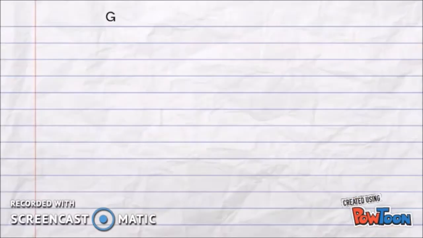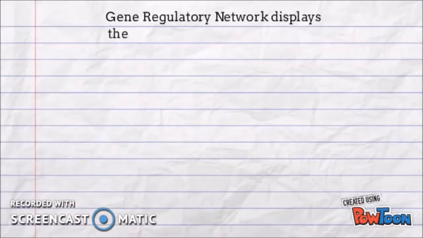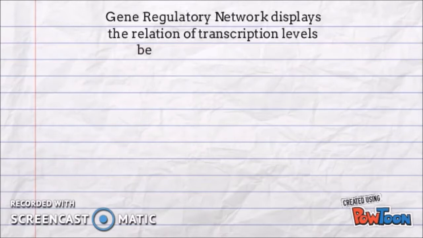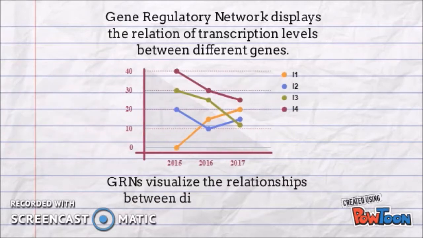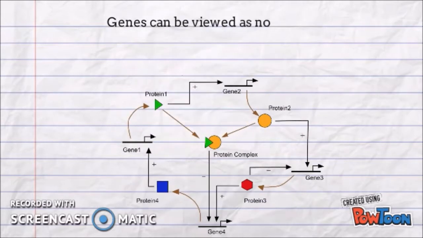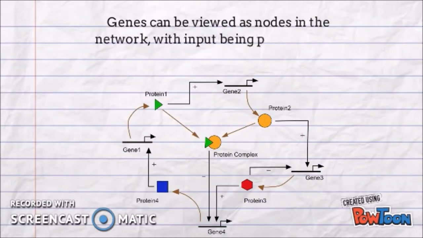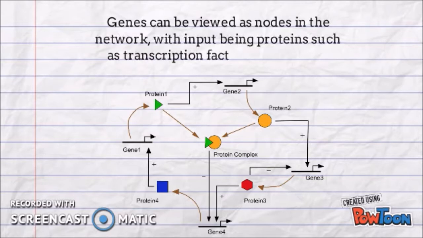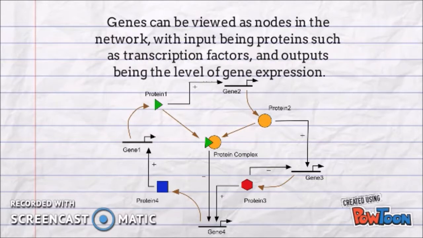Gene regulatory networks. A gene regulatory network displays the relation of transcription levels between different genes. GRNs visualize the relationship between different genes by representing the connections as a graph. Genes can be viewed as nodes in the network, with the input being proteins such as transcription factors and the output being the level of gene expression.